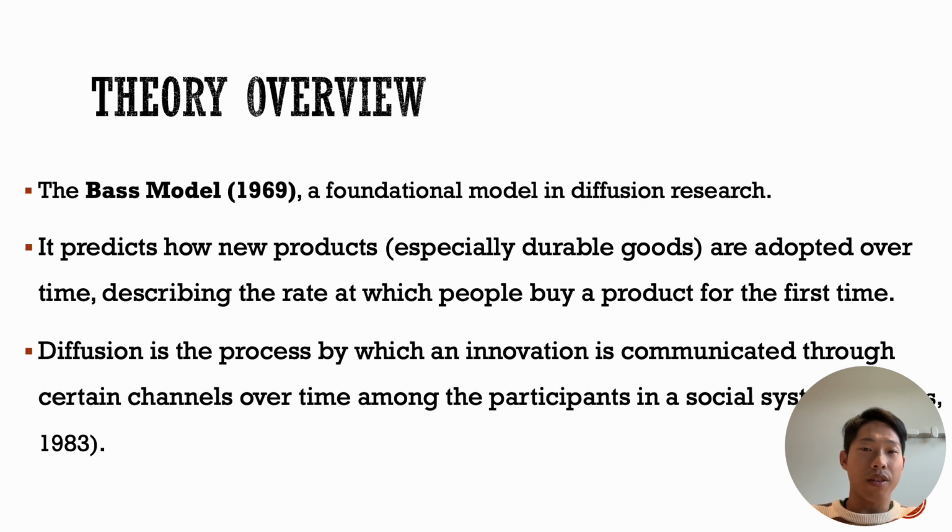The model identifies two groups of adopters. The first is innovators, who are influenced by external factors like mass media. The second is imitators, who are influenced by word of mouth and social networks. This model is based on the diffusion of innovation concept, producing an S-shaped adoption curve that starts slowly, grows rapidly, and eventually slows down as the market becomes saturated.